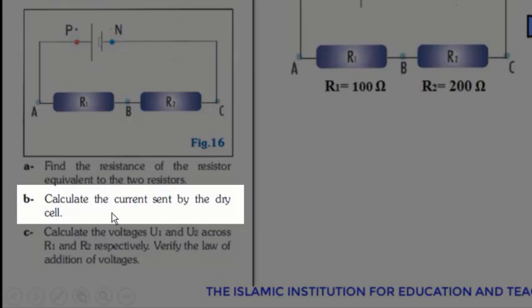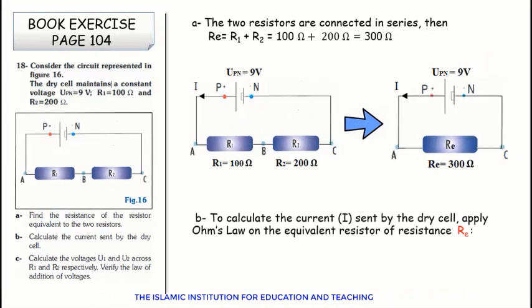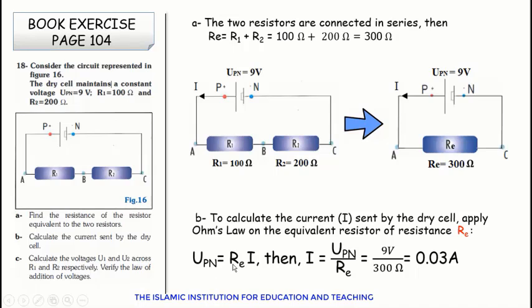Now part B. Calculate the current sent by the dry cell. To calculate the current I sent by the dry cell, apply Ohm's law on the equivalent resistor of resistance Re. UPN equals Re times I, then I equals UPN over Re equals 9 volts over 300 ohms. This will be equal to 0.03 amperes.